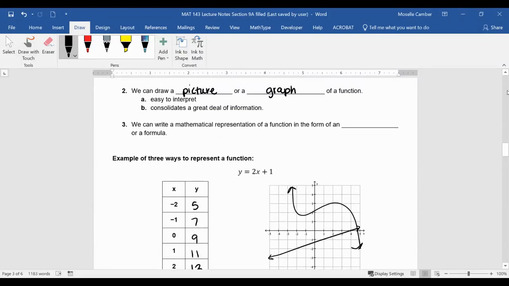Okay, thirdly, we can write a function in the form of an equation, which is what we're going to be doing the most of. An equation or a formula. So that would be something like this: y equals 2x plus 1. And we'll talk about that in the next couple sections.